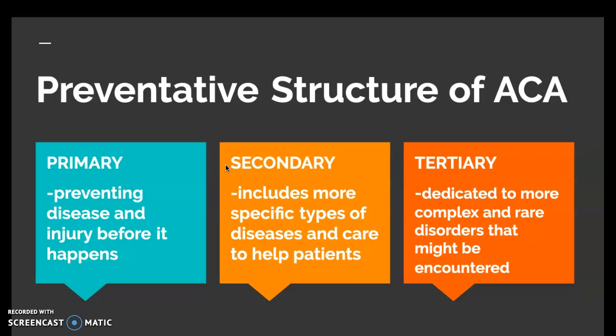Next, we're going to look at the preventative structure of the Affordable Care Act. First, we have primary prevention, which is preventing disease and injury before it happens. According to Goldstein, this is most common within healthcare facilities. Next, we have secondary prevention, which includes more specific types of diseases and care to help patients. This is more common in doctors' offices, hospitals, and private practices. Lastly, we have tertiary prevention, which is dedicated to more complex and rare disorders that might be encountered. This is more about trying to minimize the total damage already done by disorders and diseases to improve their overall quality of life.